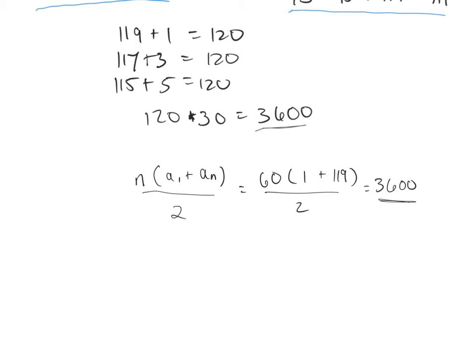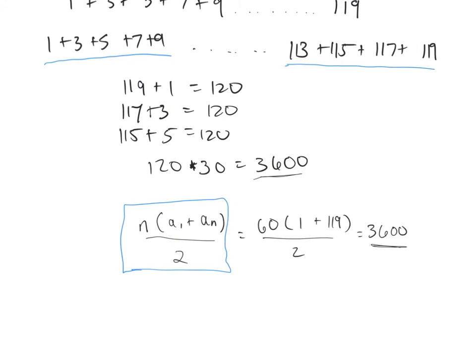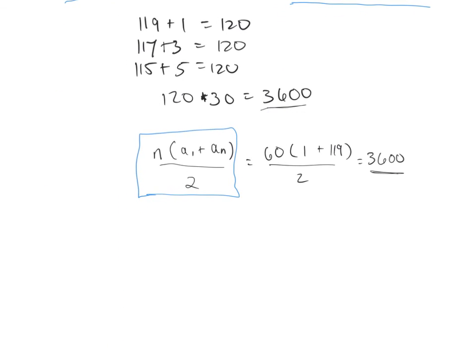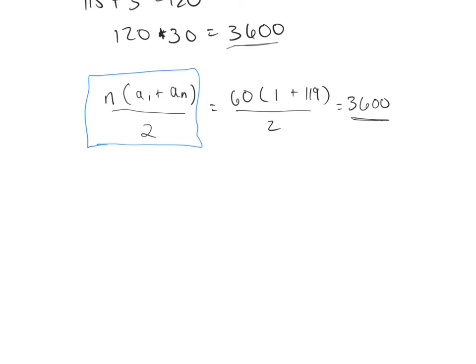Both ways will give me the same answer, but this is the formula that you could use to get the sum quickly without having to add each integer one by one, without having to add 1 plus 3 plus 5 plus 7 plus 9, all the way up to 119, because that's onerous and it's too much. But this is the logic that brings us there, and from that logic, this is the formula.